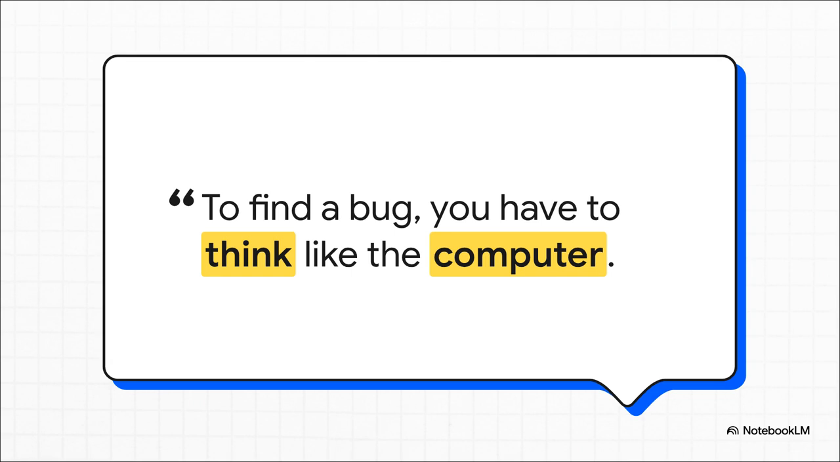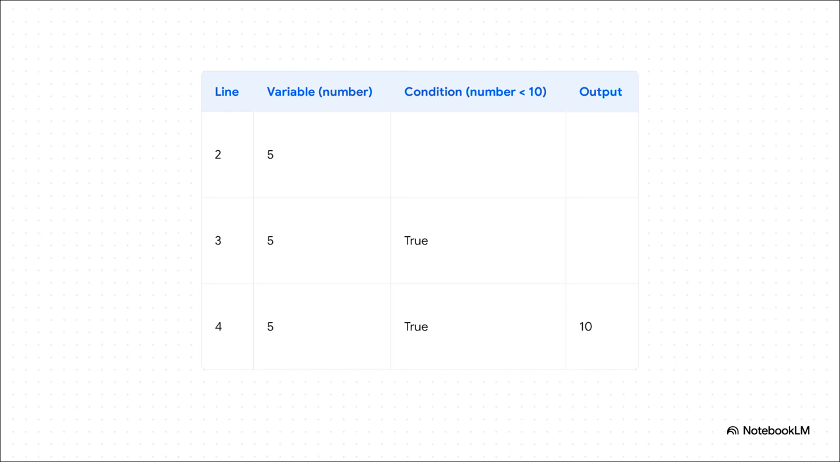Well, here's the secret. You have to stop thinking like a human and start thinking exactly like the computer. You have to follow its instructions perfectly, one step at a time. And this right here is a programmer's secret weapon for doing just that. It's called a trace table. It lets us go line by line and track exactly what the computer is doing.